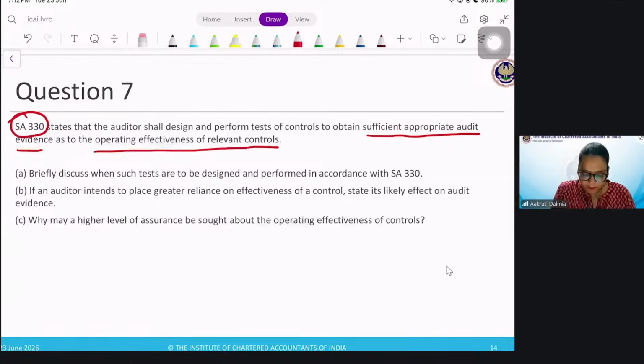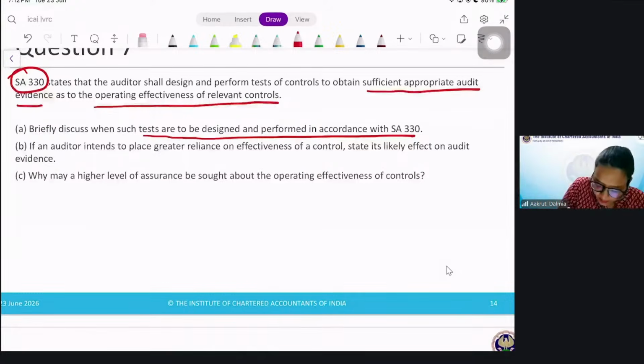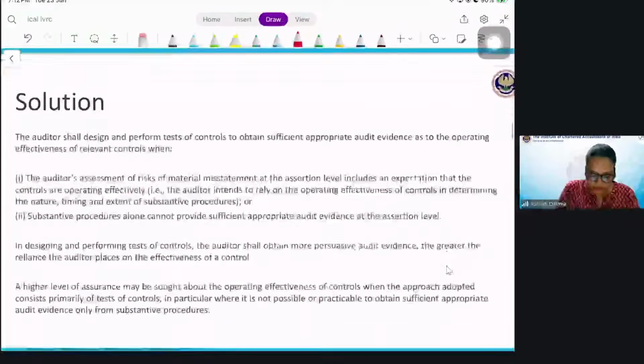Very good, Mahek. So if you see, what is the question? Discuss when such tests are to be designed and performed, clearly given. If an auditor intends to place greater reliance on effectiveness, state the effect on the evidence. Why may a high level of assurance be sought about the operating effectiveness? So we'll see one by one.